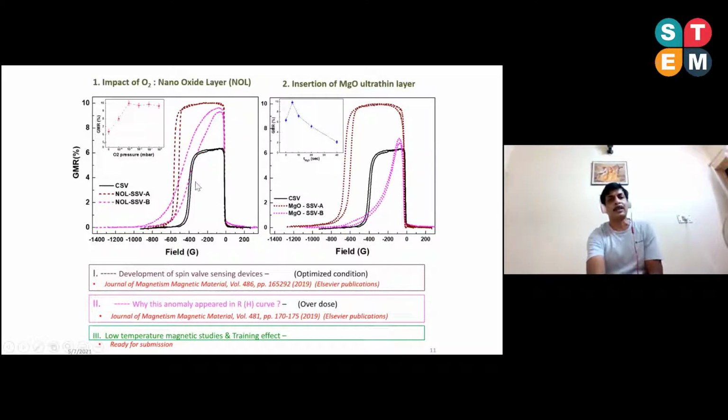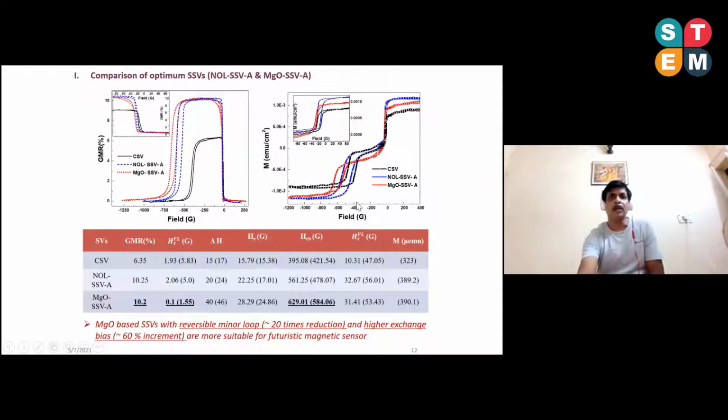So why these gradual transitions? In the same way, when we did this on the MgO as well, it also shows a sharp reduction as well as a gradual transition in the second layer. Now the question came up about that comparison.